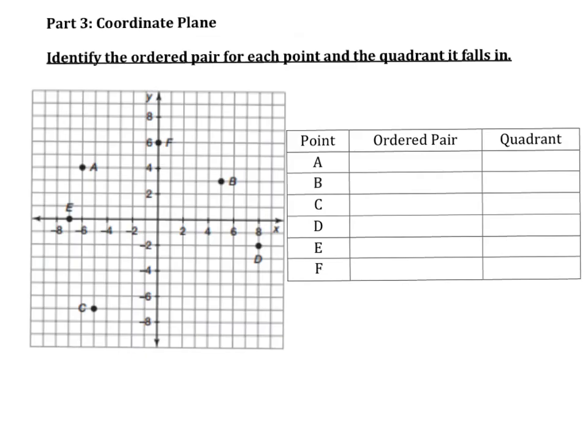We are now looking at the coordinate plane. Things to remember about ordered pairs is that your x comes first and then your y. So remember, this is our x-axis, this is our y. You need to go through and label that.